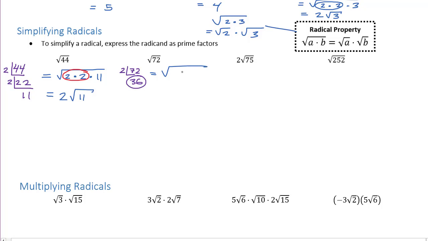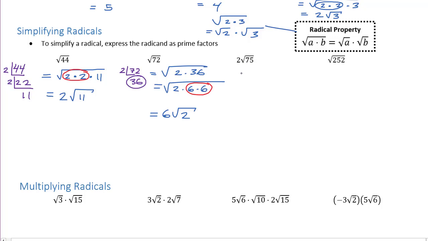I can write it like this, 2 times 36. Now, isn't 36 6 times 6? So we've got a pair of numbers. Anytime we have a pair, we can pull that pair out by saying, well, the square root of 6 times 6 is the square root of 36, which is 6. What's left underneath is the 2, and it's been simplified.